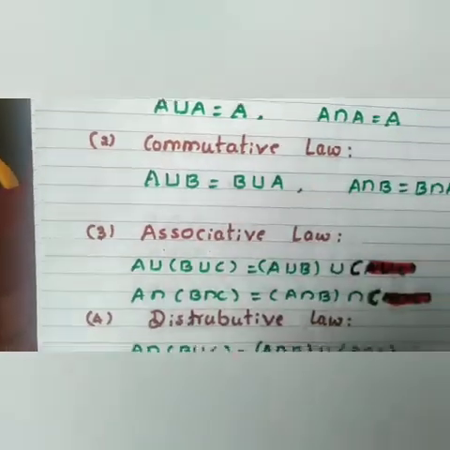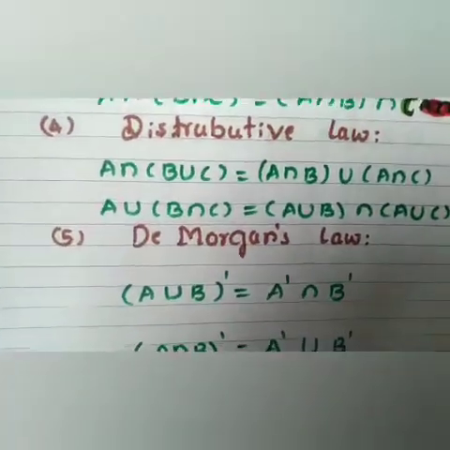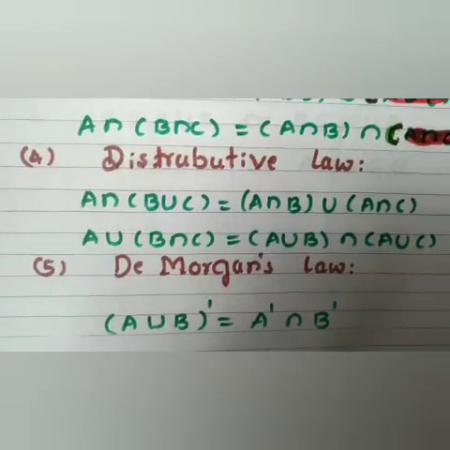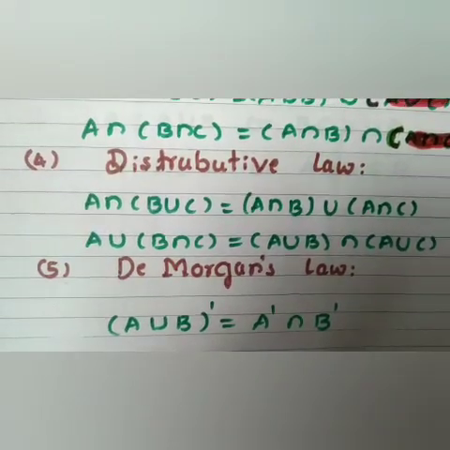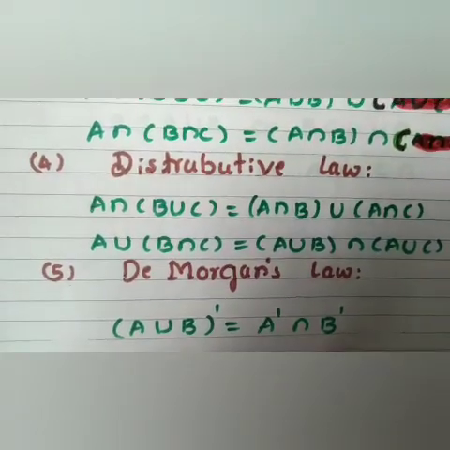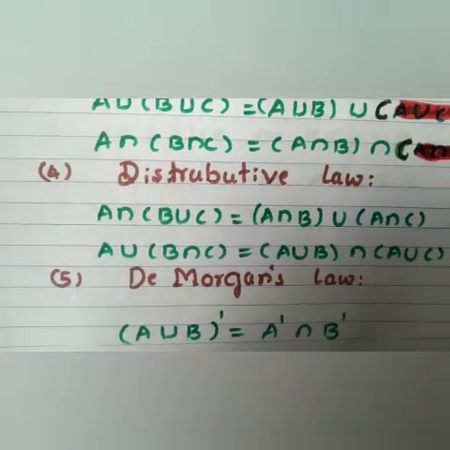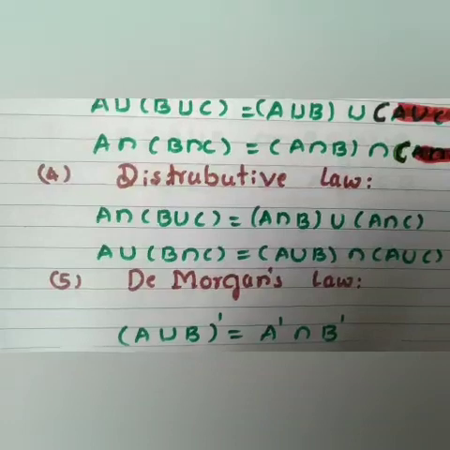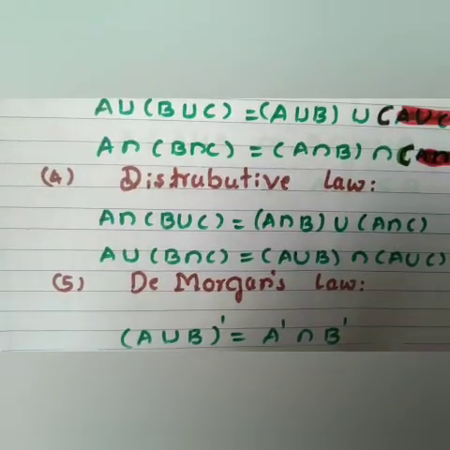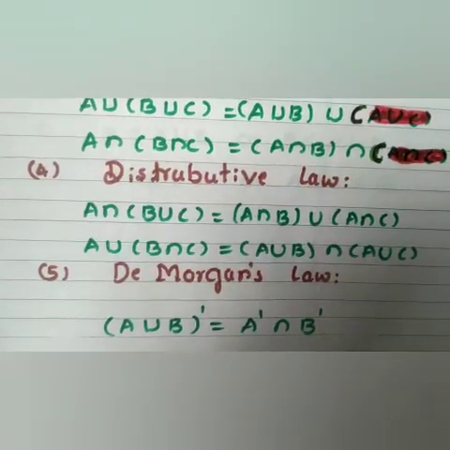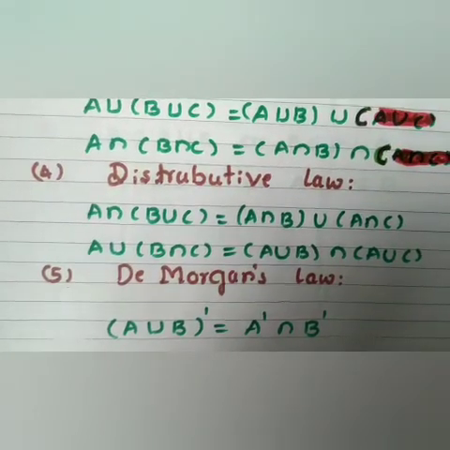Okay, next the distributive law. What does the distributive law say? A intersection of B union C, splitting the A intersection into the bracket, is A intersection B union A intersection C. Similarly, A union of B intersection C is A union B intersection A union C.